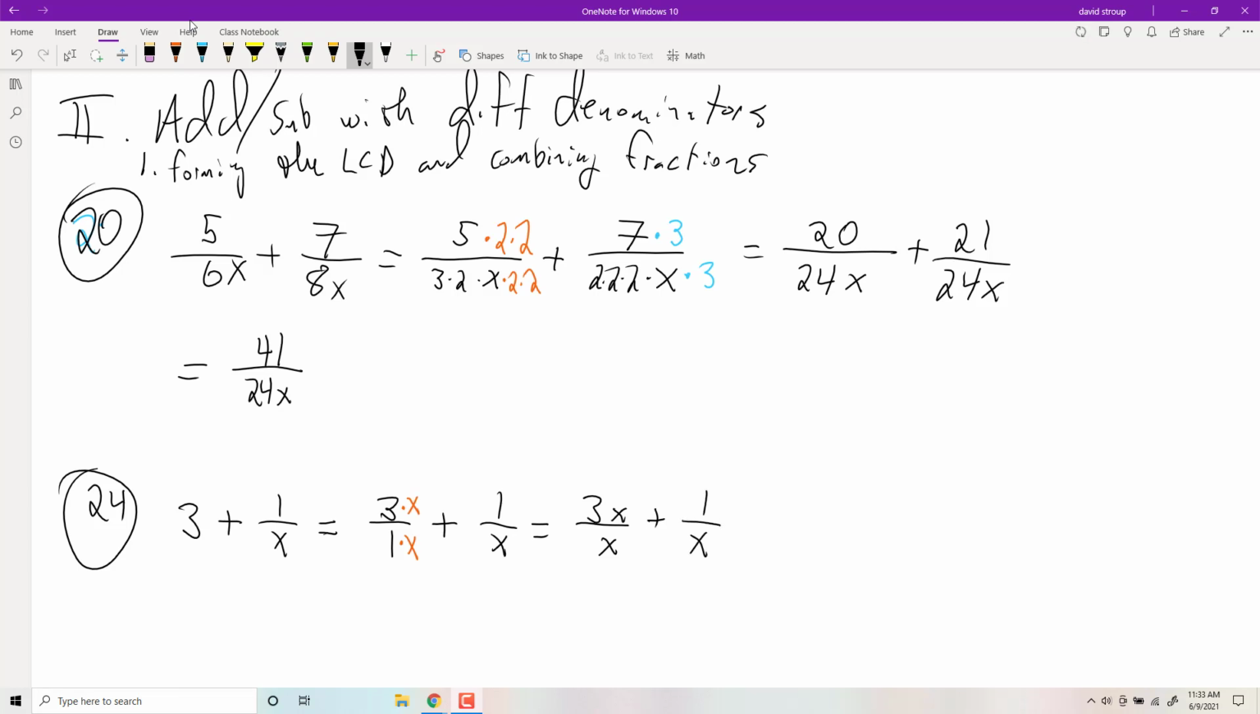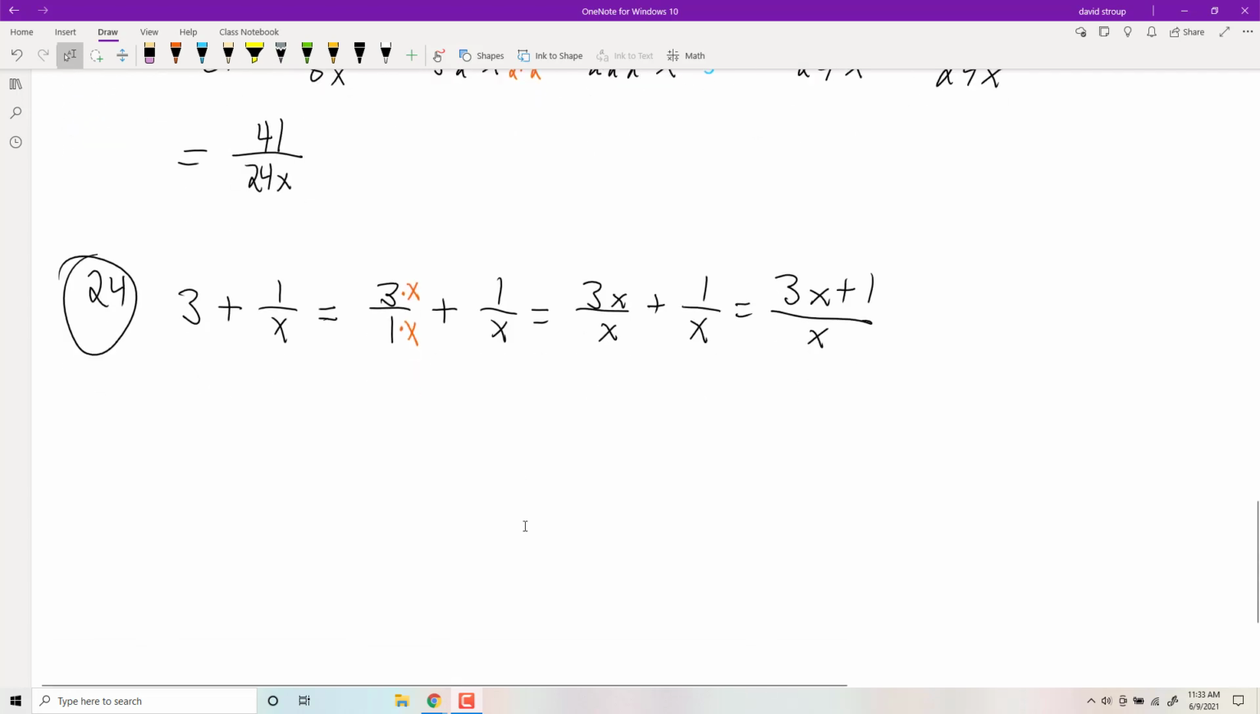And then finally combine the numerators over the common denominator. Okay, that's it. Next. No common factors in that one. You can't simplify it. Okay, next.